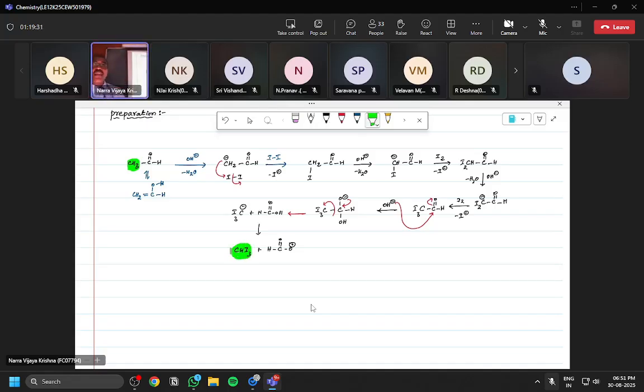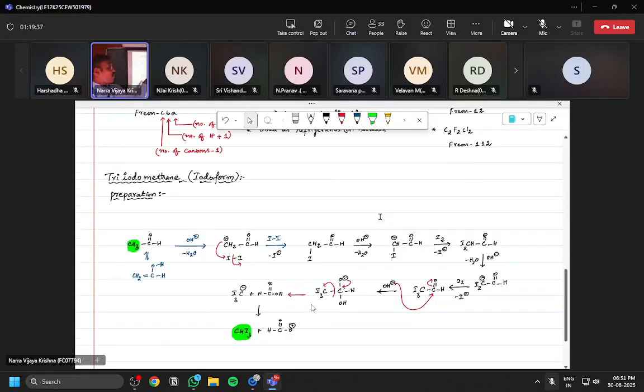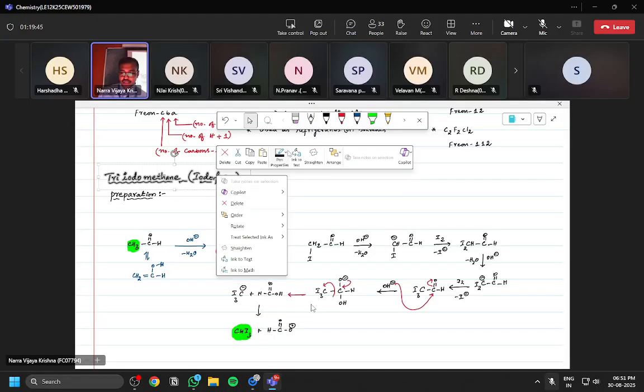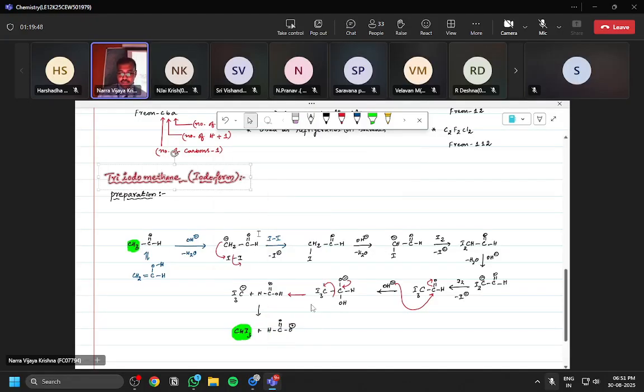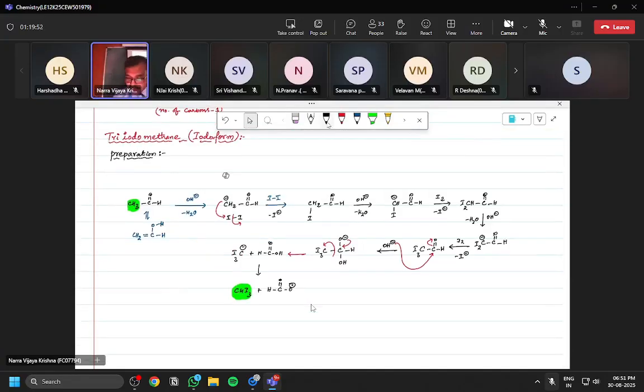So what you got? Iodoform. If chlorine is taken, chloroform. If it is bromine, bromoform. If it is iodine, iodoform. What is the compound we are seeing now? We are seeing iodoform reactions, right? So iodoform preparation and properties. So instead of all these products, what can we write directly?